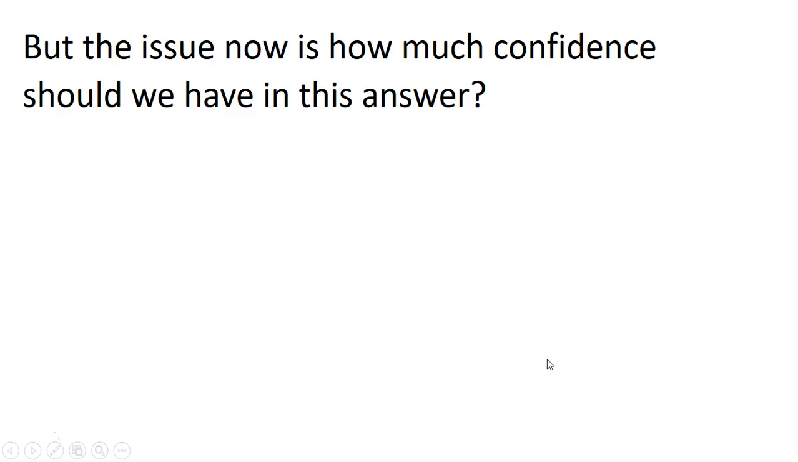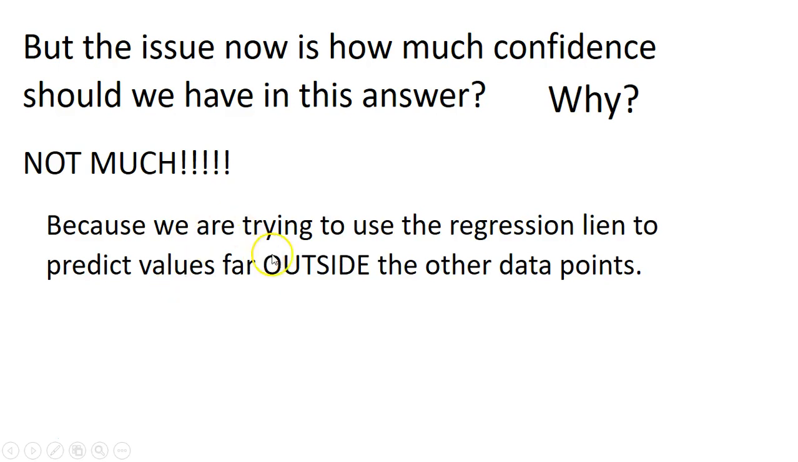That's the key, right? So those are the answers, that's what we're predicting. But how much confidence? To be honest with you, not much. And here's why. Because we're trying to use the regression line to predict values far outside the other data points. Now here's the key. This is what kids have a hard time with. You have a line that is used to predict what outcomes might happen, but it can't predict something way, way out there because we don't know the trend.